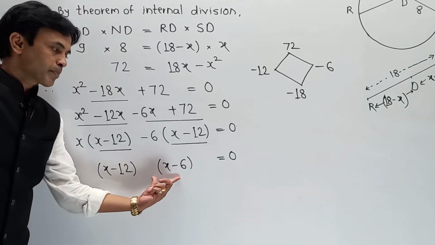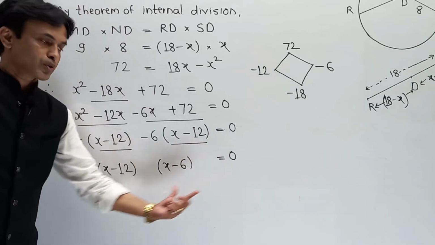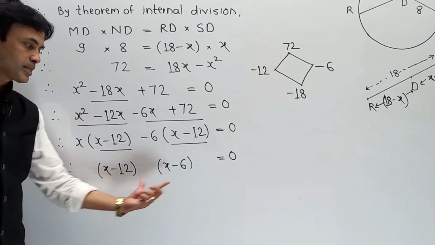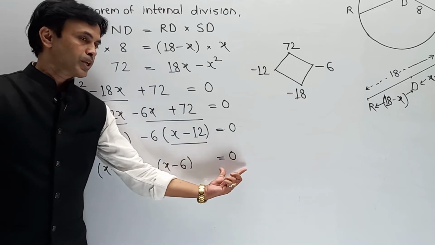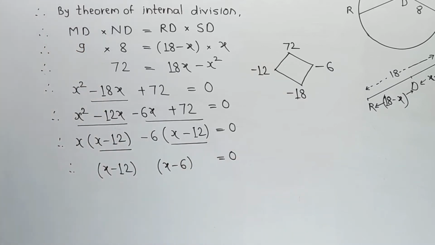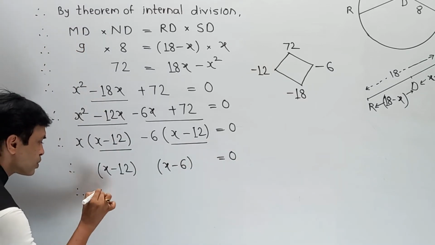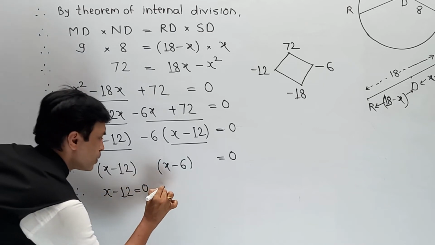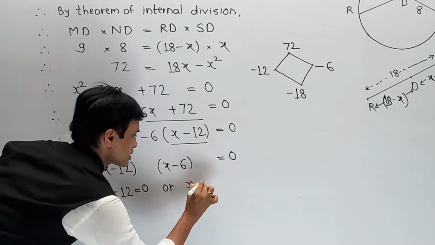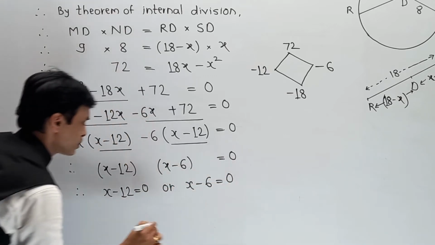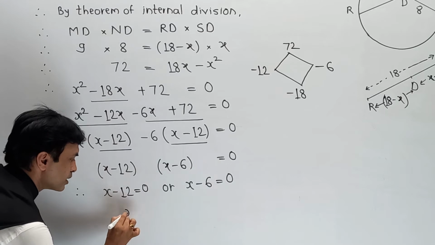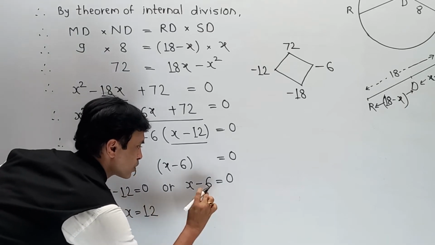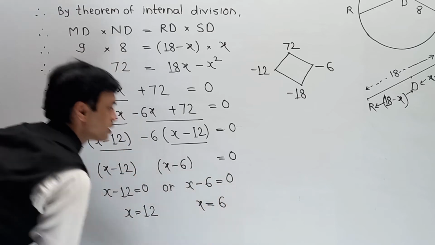Now the product of these two brackets is equal to 0. Naturally, either the first bracket is 0 or the second bracket is 0. Putting that evaluation over here: x minus 12 is equal to 0 or x minus 6 is equal to 0. Minus 12 goes to that side, so x is equal to 12 or x is equal to 6, as minus 6 goes to that side as plus 6.